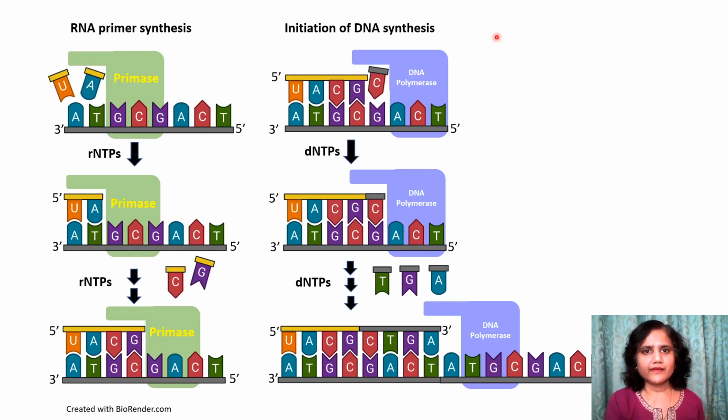Now, primase enzyme adds nucleotides to a single-stranded DNA template, and its activity is enhanced when it is bound to another enzyme, the DNA helicase enzyme, at the replication fork. So these properties ensure that it is only active at the replication fork and not anywhere else where there is single-stranded DNA.